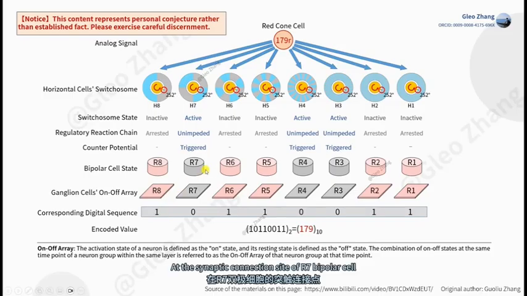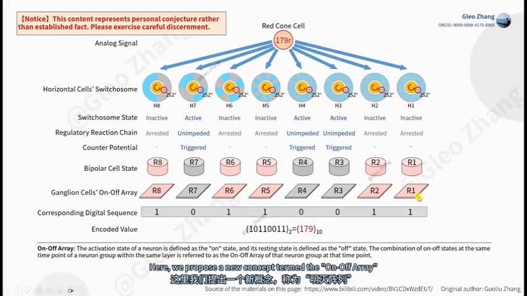At the synaptic connection site of the R7 bipolar cell, the H7 switchosome assumes an active conformation. The regulatory reaction chain pulses unimpeded. The counterpotential is triggered. The R7 bipolar cell is inactive due to this inhibition. The downstream ganglion cell is not activated, corresponding to encoded value 0. The same applies to the rest of the synaptic connection sites.